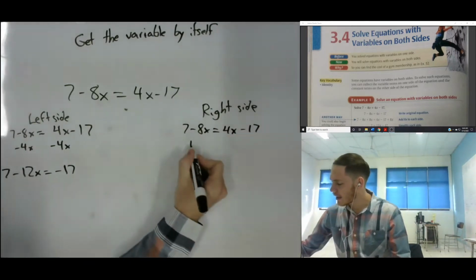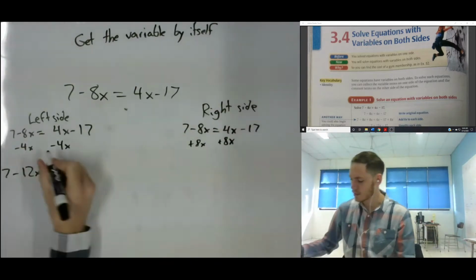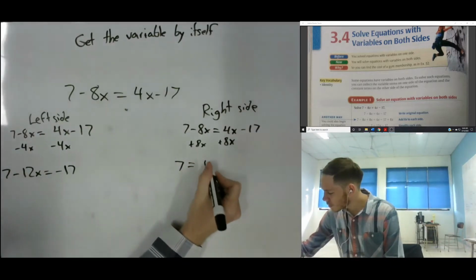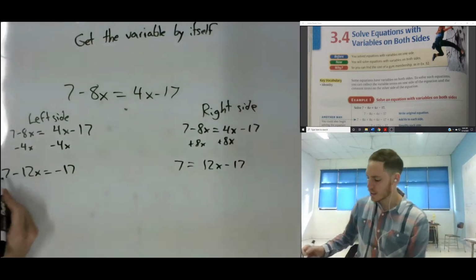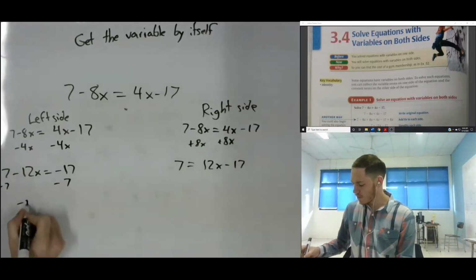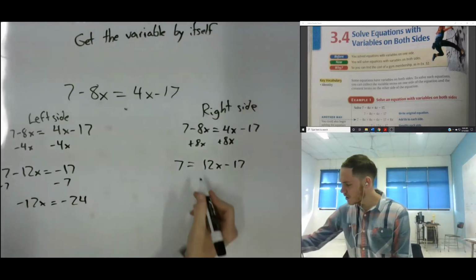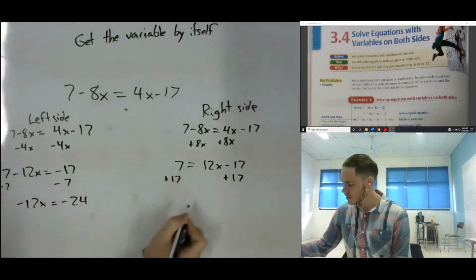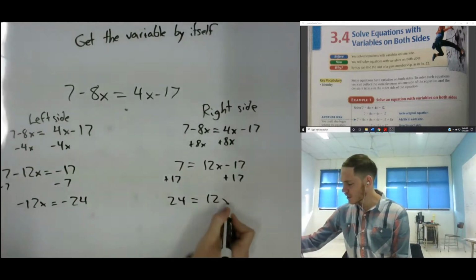we're going to add 8x to both sides to cancel out one side and to get it to the other. Okay, same thing over here. We canceled it out on this side, which became 7 equals 12x minus 17. Now, we need to get the numbers to the other side, so we're actually going to subtract 7. So we get negative 12x equals negative 24. Over here, we're going to add 17 to both sides. Okay, which will give us 24 equals 12x.